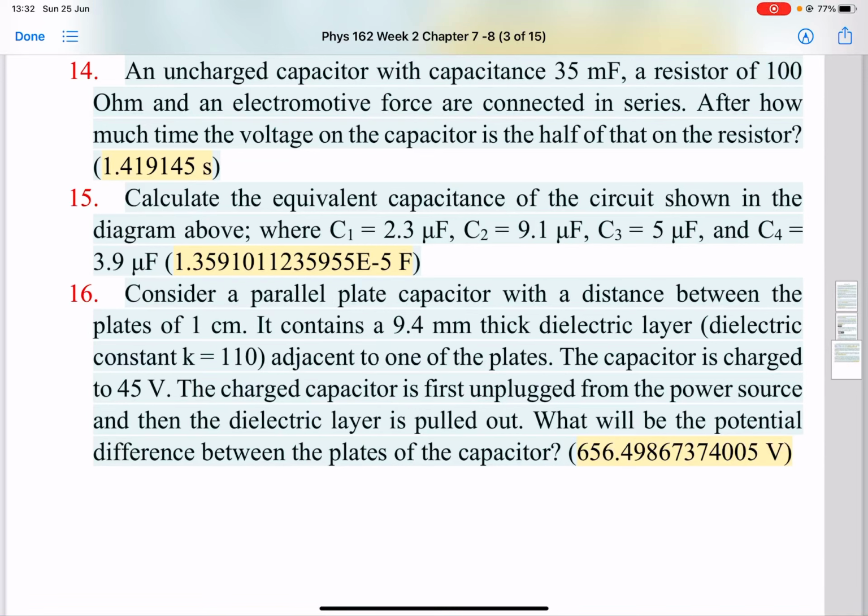Hello everyone. So here we have problem number 16 from chapter 7 and 8, week 2, physics 2. Consider a parallel plate capacitor with a distance between the plates of 1 centimeter. It contains a 9.4 millimeter thick dielectric layer with constant of 110, adjacent to one of the plates. The capacitor is charged to 45 volts.